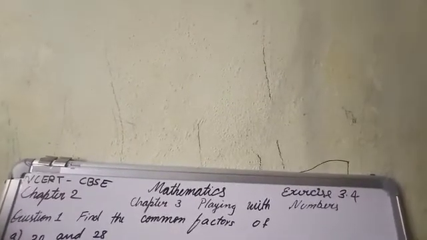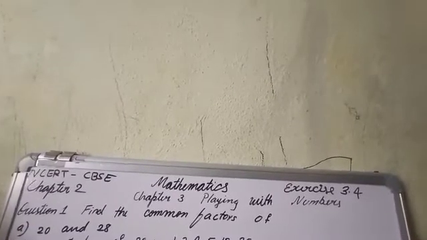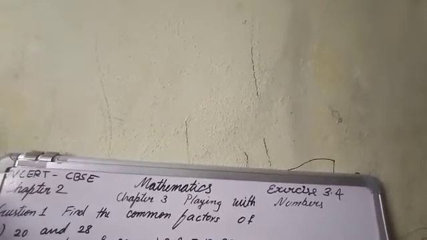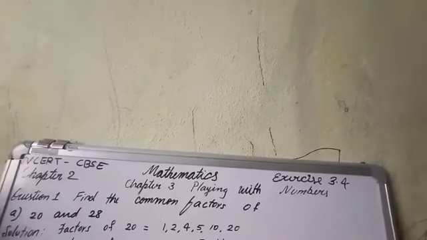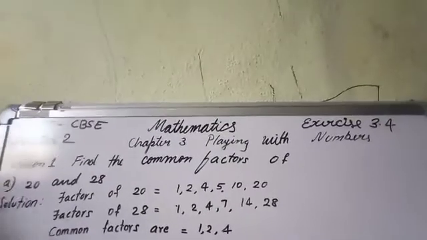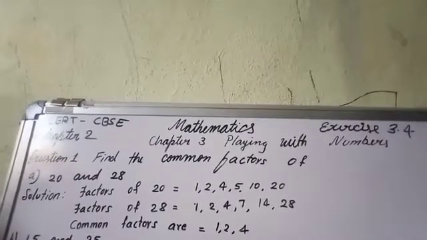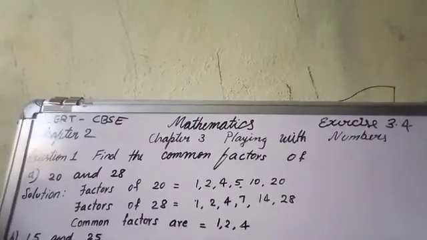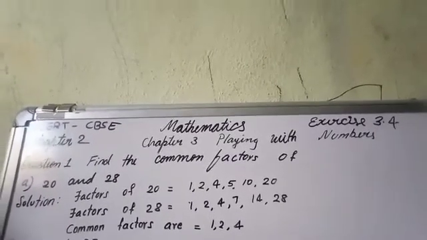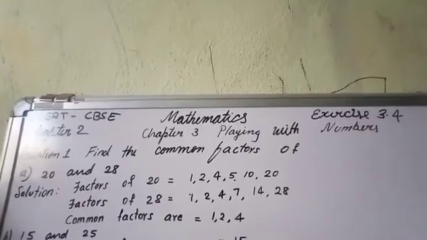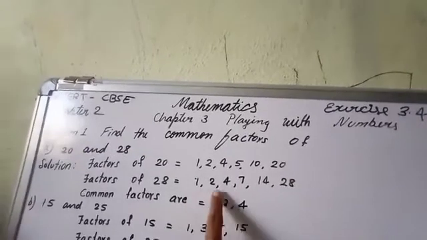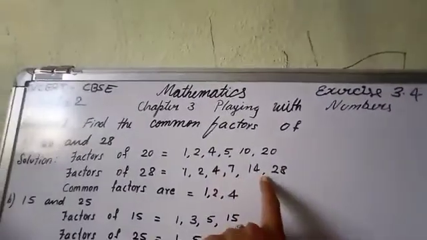Find the common factors of 20 and 28. Now we are going to find the common factors. It's so easy. We just have to make a list of the numbers' factors, then find the common ones. Factors of 20, from the one table: factors means which are involved in the table. 1, 2, 4, 5, 10, 20. Then factors of 28: 1, 2, 4, 7, 14, 28.